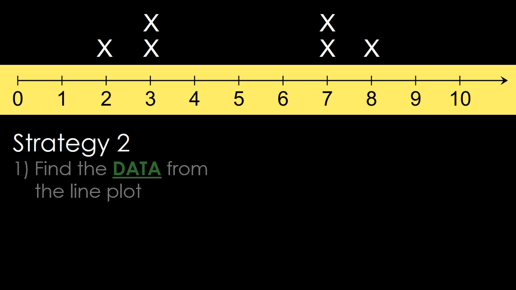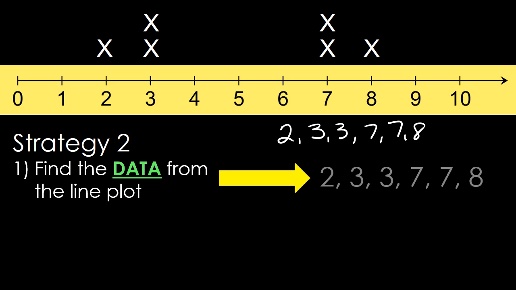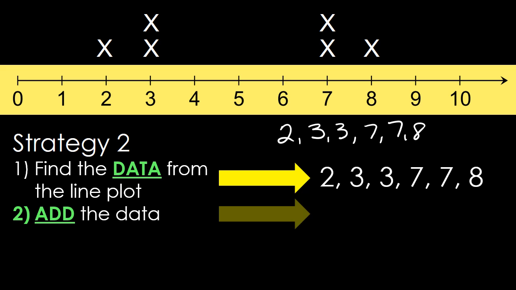So strategy number 2, this is finding the mean the good old-fashioned way. The first step is that we find all the data. So once again, we have 2, 3, 3, 7, 7, and 8. So go ahead and write down all the data there. And what we're going to do is we're going to add up the data together. And so when we do this in our trusty calculator, it gives us 30.